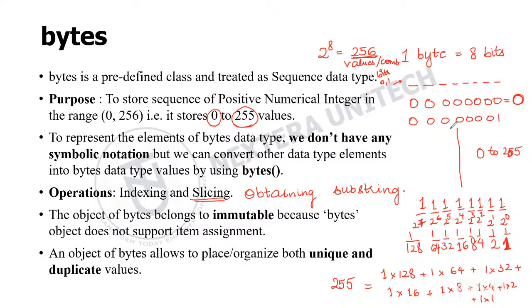So to summarize, bytes is used to store a sequence of positive integers, which stores values from 0 to 255. Bytes is immutable, so you cannot modify the values in bytes, and that is why it does not support item assignment. It supports only indexing and slicing. Also, this is mostly used in file handling.